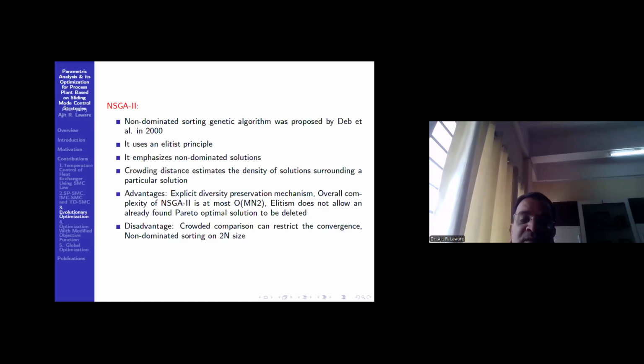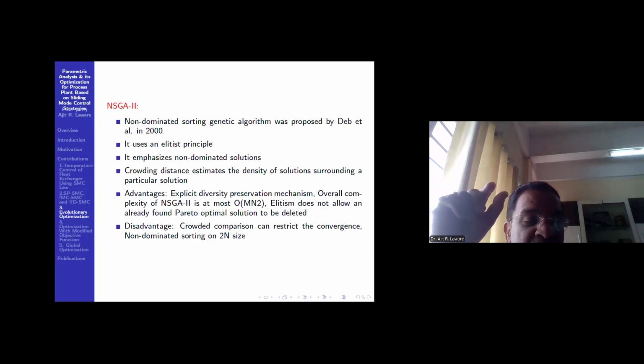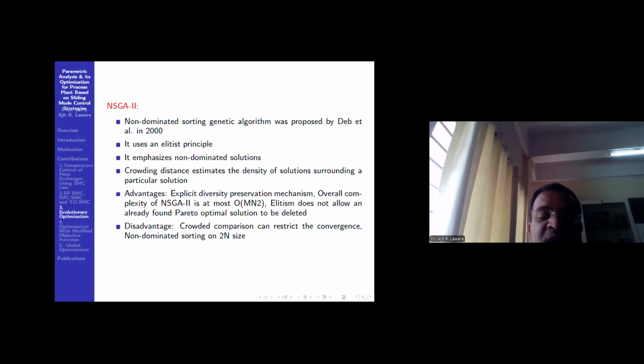It has been mentioned in the paper proposed by Deb, Pratap, Agarwal and Meyarivan. Crowding distance means the distance between Pareto front solutions. Whatever solutions you are getting, how they are arranged, or at what distance they are arranged, is nothing but the crowding distance. And these are the advantages: explicit diversity preservation mechanism, and overall complexity, which we have already discussed. Elitism does not allow an already found Pareto optimal solution to be deleted. And the disadvantage is this one, 2N size.